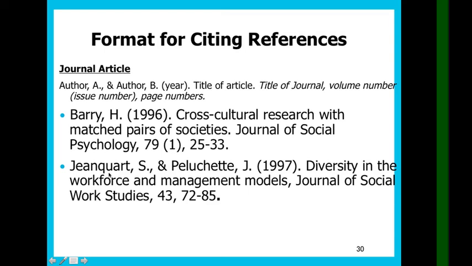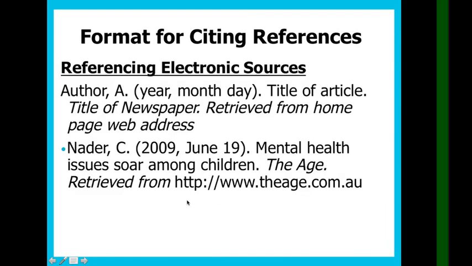Okay, so another, if there are more than two authors, we have this one. This is a sample of more than two authors. And then again, we have the title of the article, the title of the journal, the volume, and the pages where you can find the article.